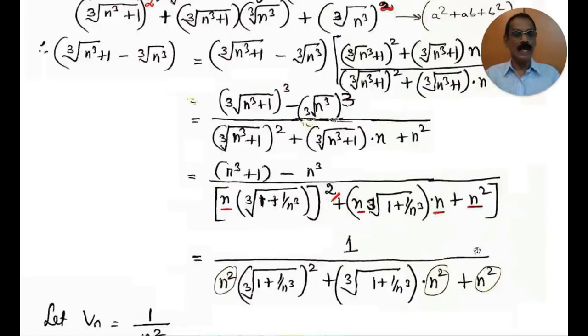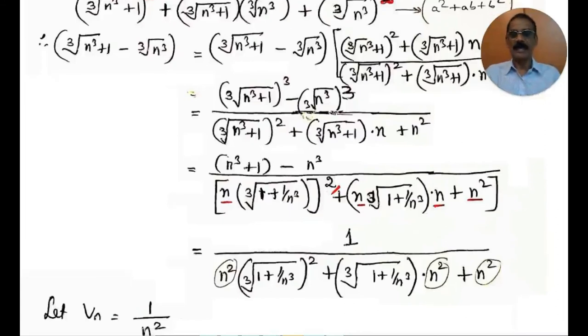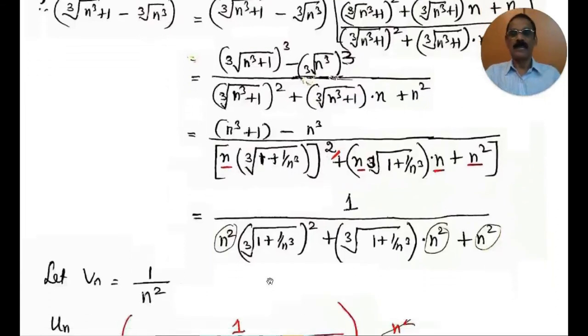Divided by, what is the highest power of n here? Square. That is n squared. Every term has n squared. Therefore, the highest power of n in the denominator is 2, so we take n squared. And hence, Vn is equal to 1 divided by n squared.